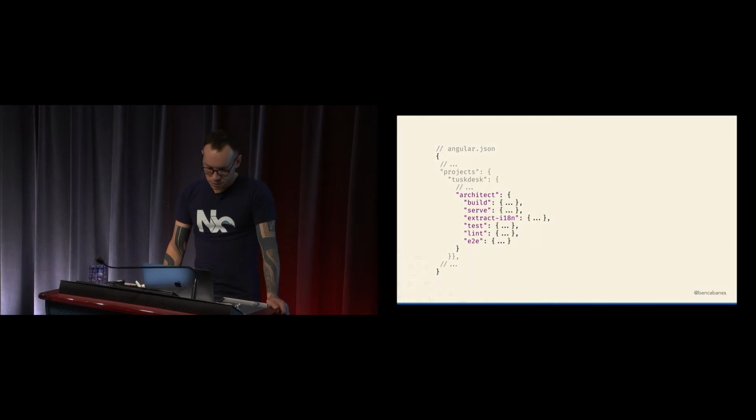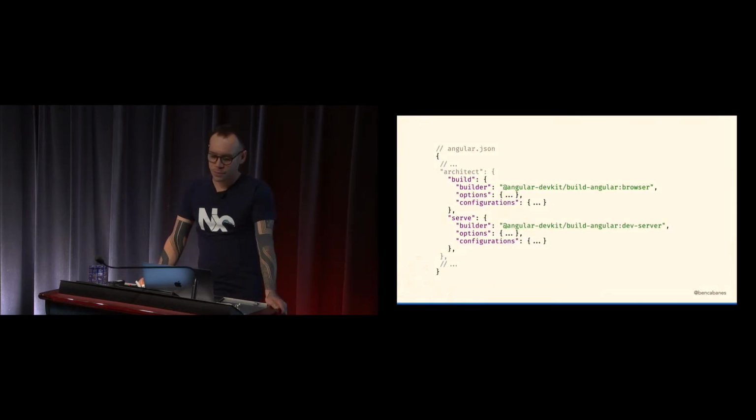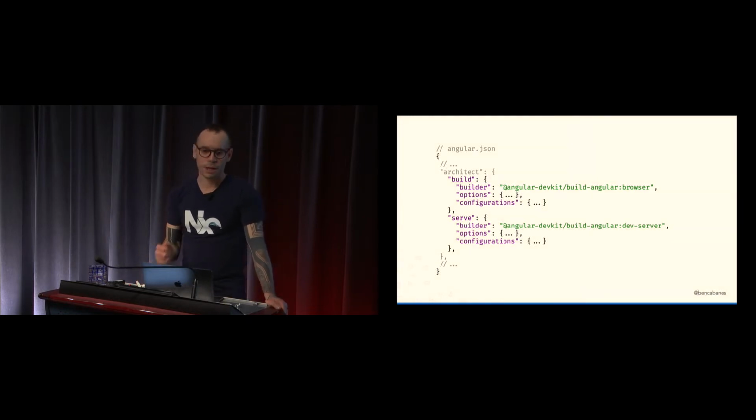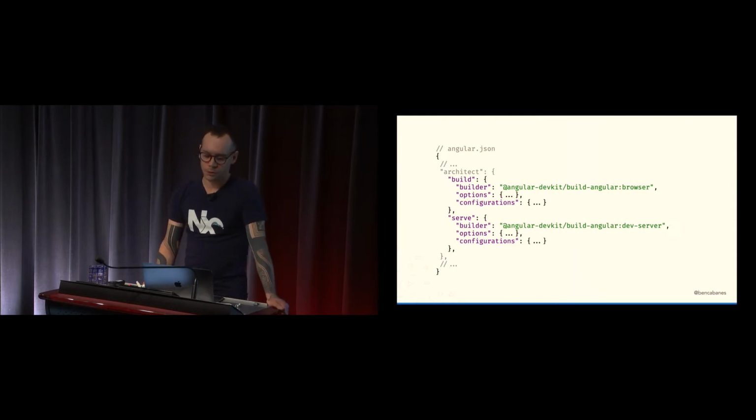For each of those targets, we have 3 properties. The builder, which is the path to the package library that contains your builder and the colon name of the builder. Then you have the options that allow you to customize the behavior of the current builder, and then the configurations that allow you to override the options that you pass for a specific environment.